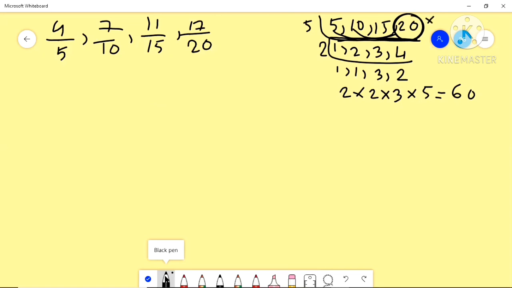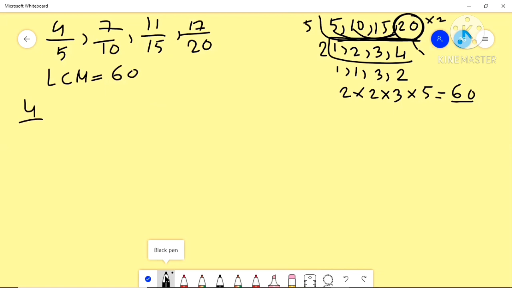So if you multiply 20 with 2, it is becoming 40, but 40 also you can't divide with 15. If you multiply 20 with 3, that is 60. See, 60 you can divide with 15. So our LCM is 60. So that's also an easy process of doing LCM. So our LCM is equal to 60. Now we will do the same process.